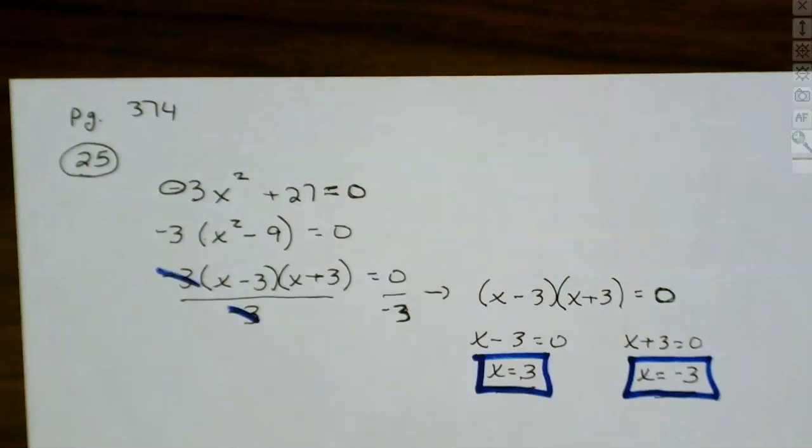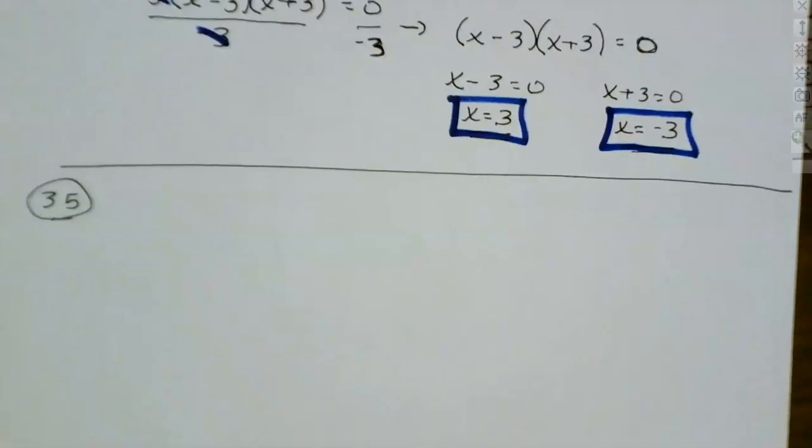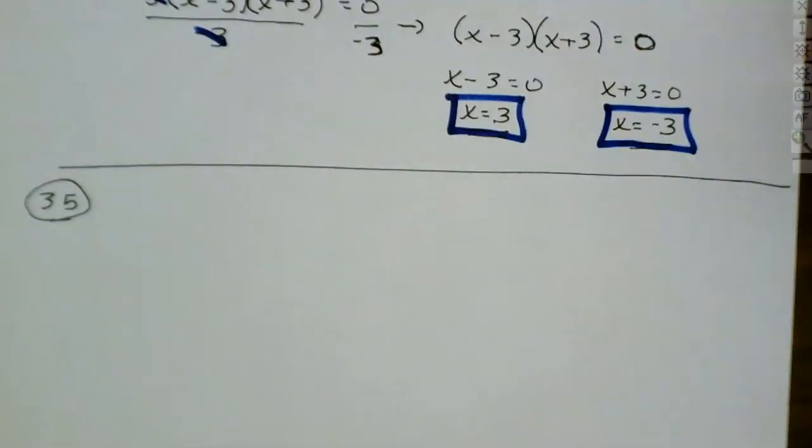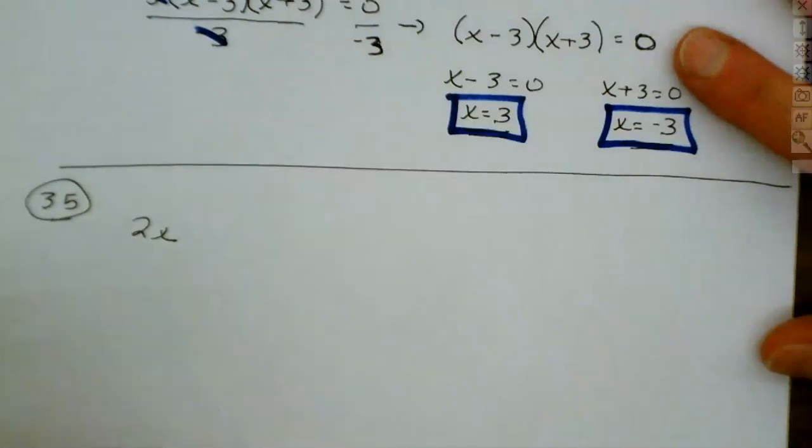So that was one where we used the greatest common factor, so we factored it out. And then once we factored it out, we divided by that 3, and then we factored it as a difference of squares. Okay, let's look at another one. Let's look at question 35. And they're all pretty much the same. And again, this is on page 374. If you don't have your textbook, it's not a problem, because I'll write them up on the screen for you.